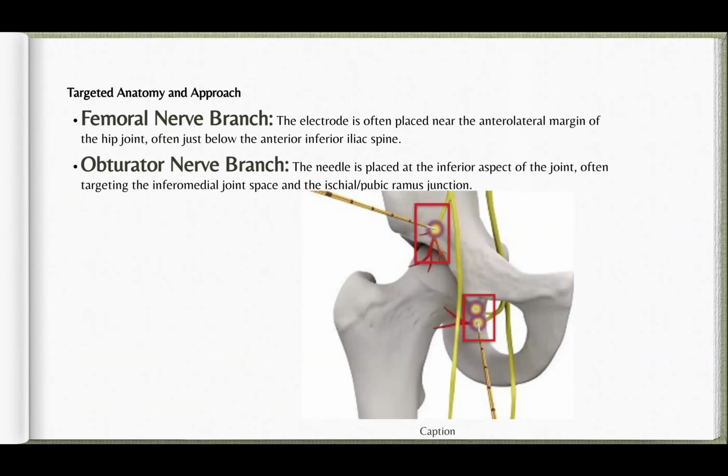Targeted anatomy and approach. Femoral nerve branch: the electrode is often placed near the anterolateral margin of the hip joint, often just below the anterior inferior iliac spine. For obturator nerve branch, the needle is placed at the inferior aspect of the joint, often targeting the inferomedial joint space and the ischial or pubic ramus junction.